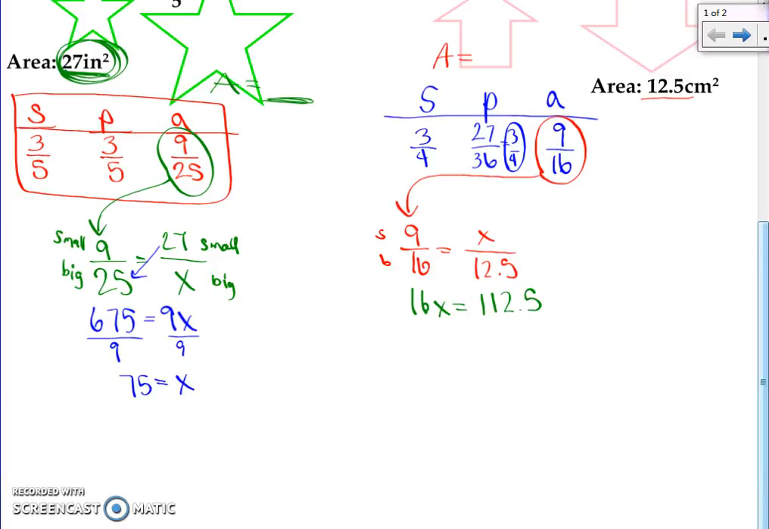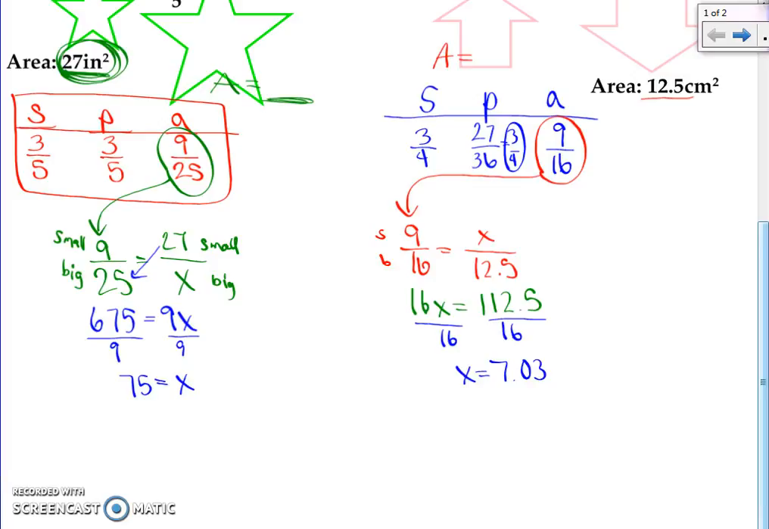Okay, and then we divide. What do we get? 0.03. Questions there?